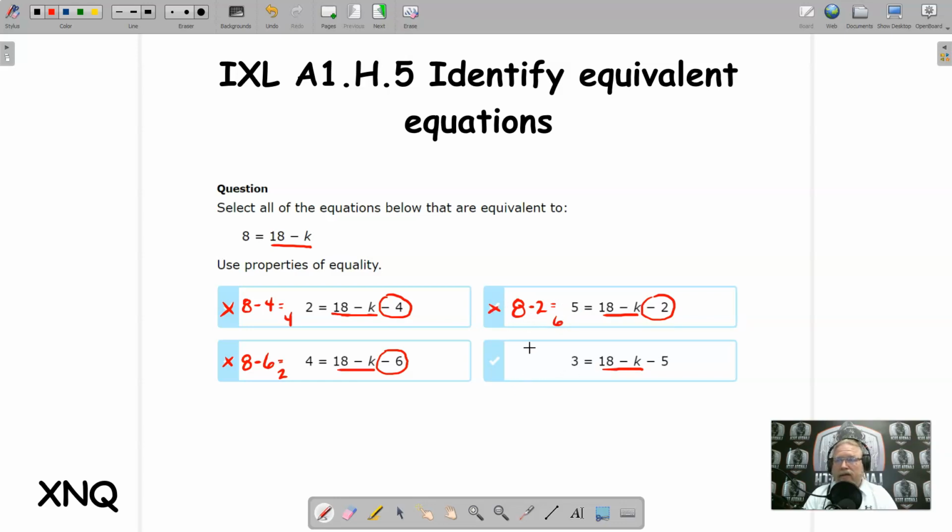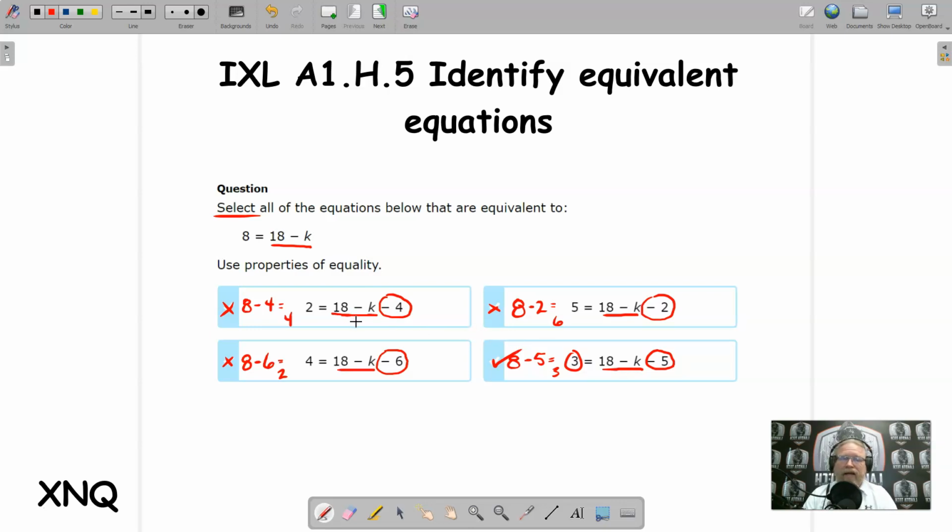Well, I hope this last one is. So on this one here, we start with the 8, and it looks like we're subtracting 5 on the right, so 8 minus 5. This equals 3, which matches up with the 3 that we have here, so we see that this is the correct answer. It is the only correct answer. It says select all, so be careful. There could be more than one correct answer.